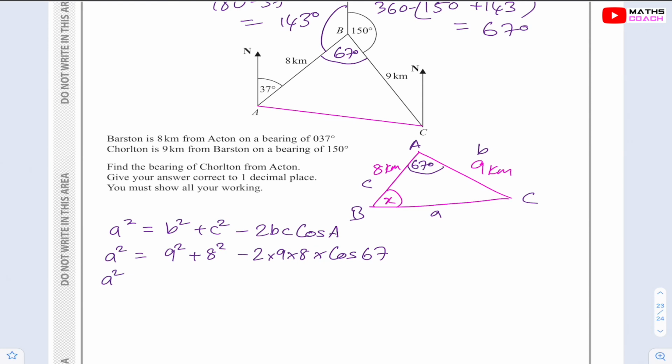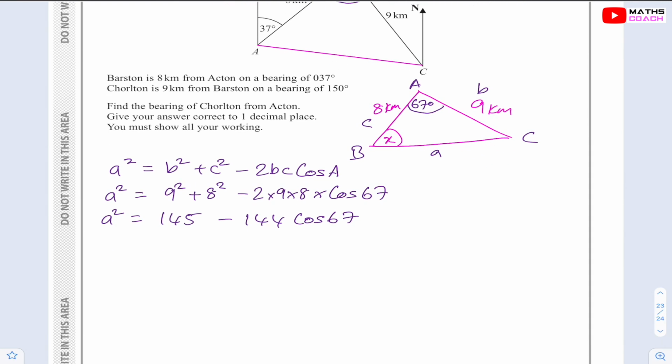Now, very, very important, guys. Do these calculations separately. Don't try to be a hero and put all of this into your calculator. Often, very frequently, students make mistakes and they get the wrong answer, although they were so close. So work out 9 squared, add to 8 squared, and that gives you 145. Work out what 2 times 9 times 8 is, which is 144, times by cos 67. Now you can put this all into your calculator and then square root the answer, and you should get 9.4199 dot dot dot. Let's round this, so 9.42 to 2 decimal places.